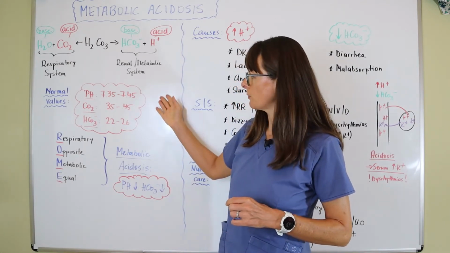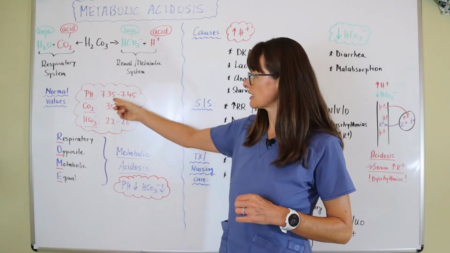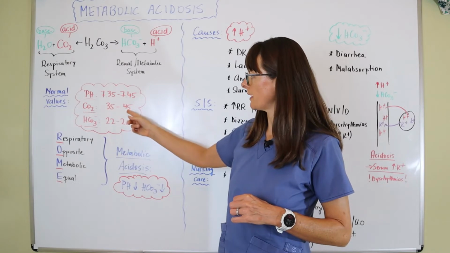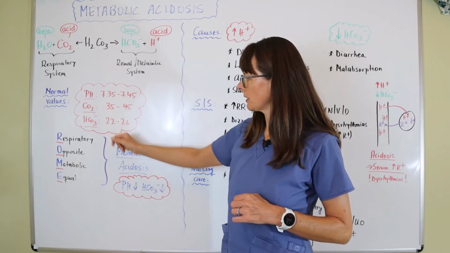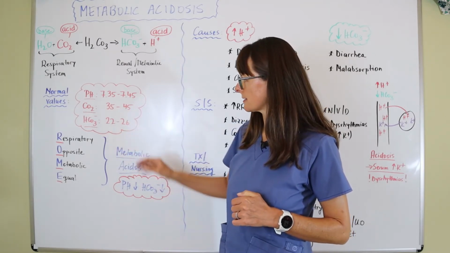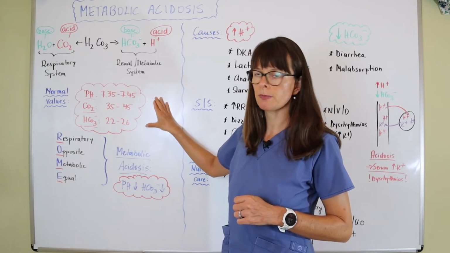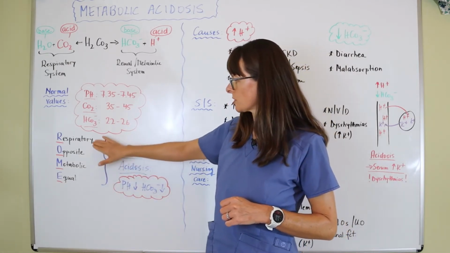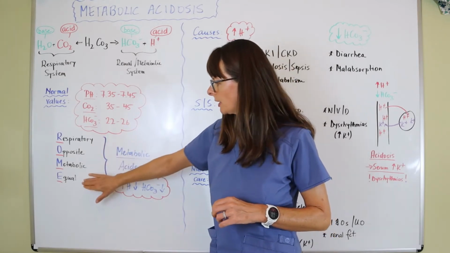Normal values for pH include 7.35 through 7.45. CO2 is 35 through 45, and bicarbonate 22 through 26. These are just normal values that you'll have to memorize. And then this acronym, I always find it very helpful, which is respiratory opposite, metabolic equal.